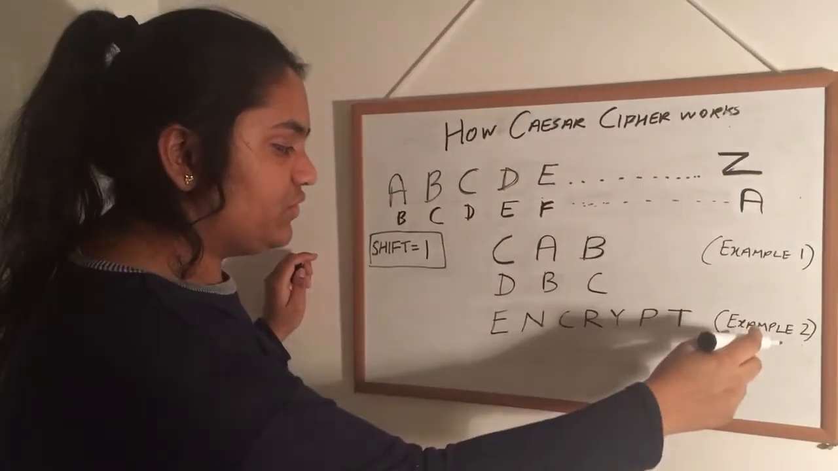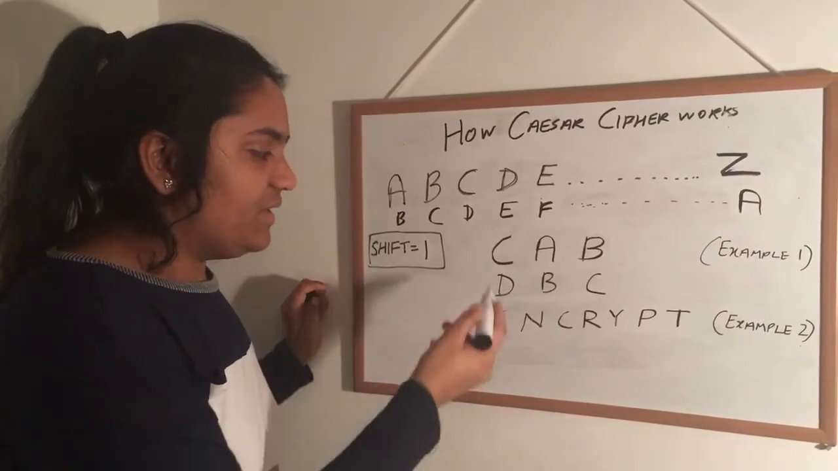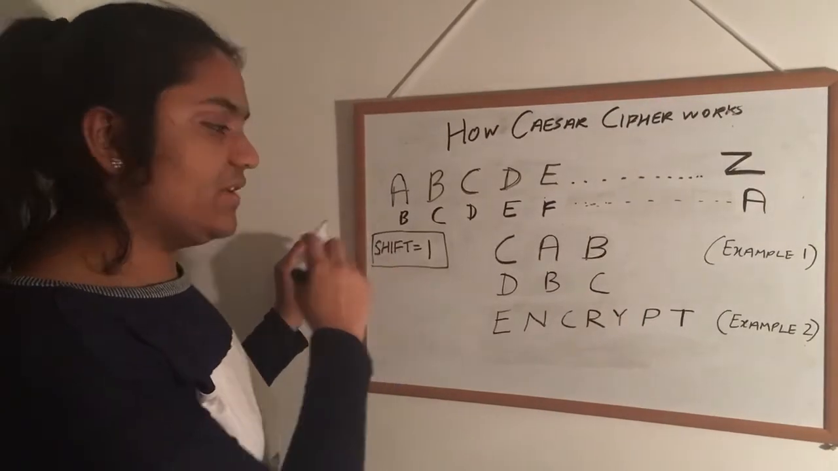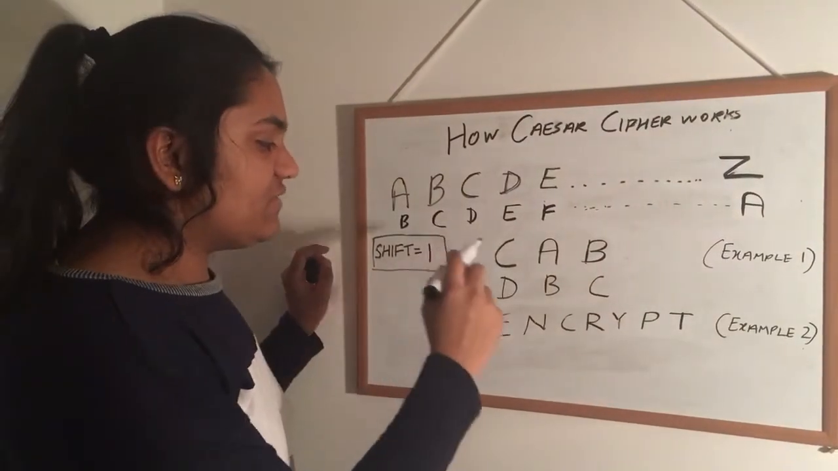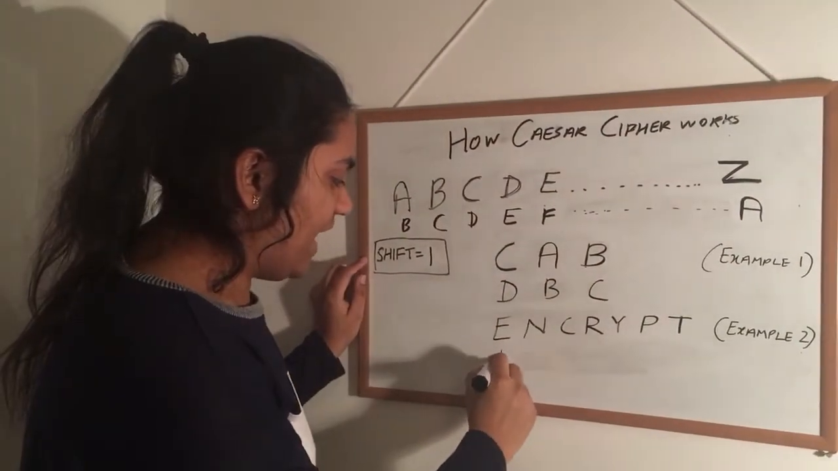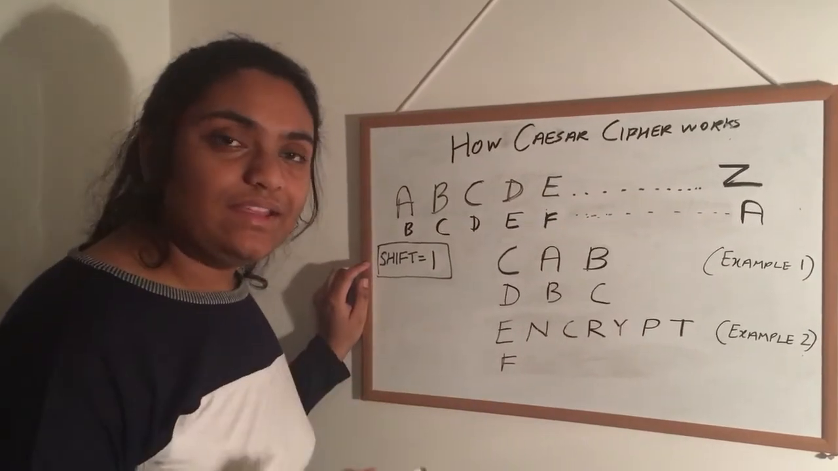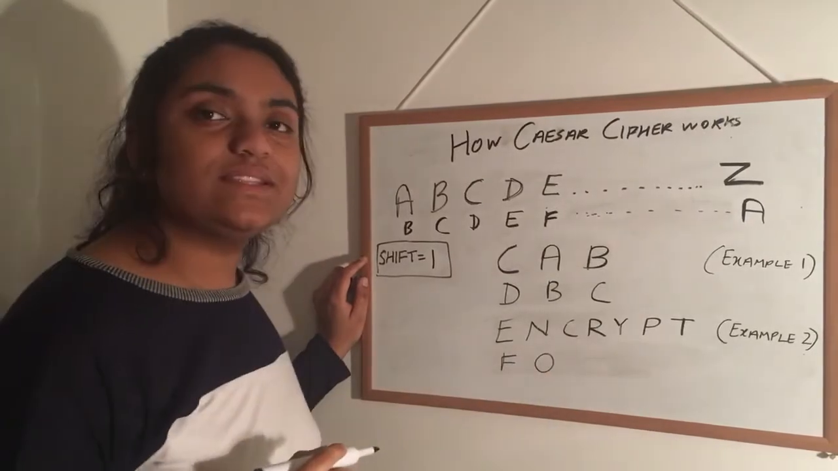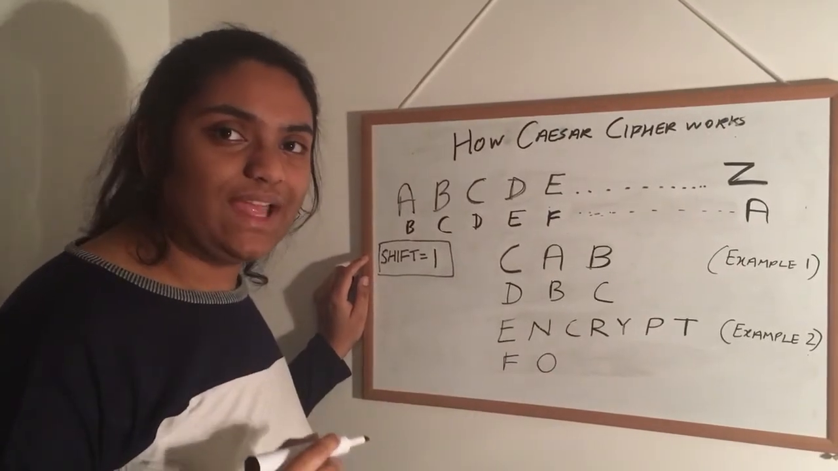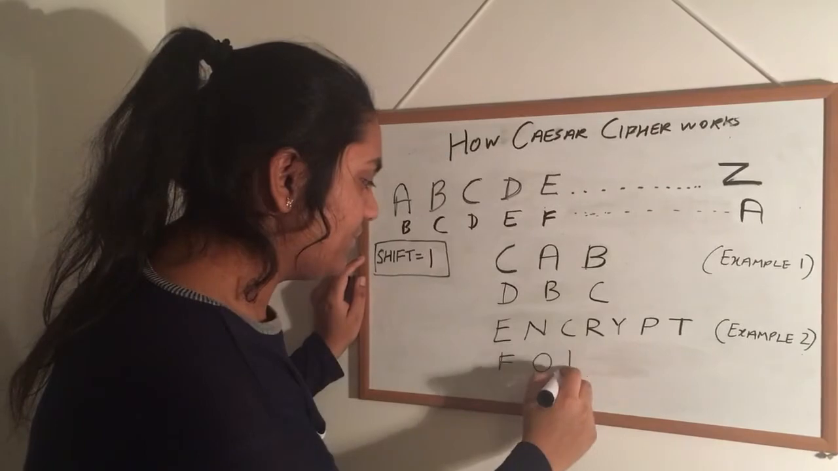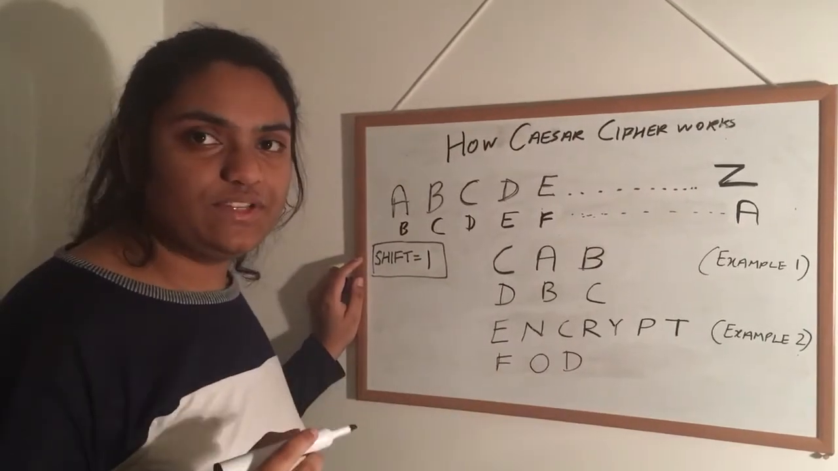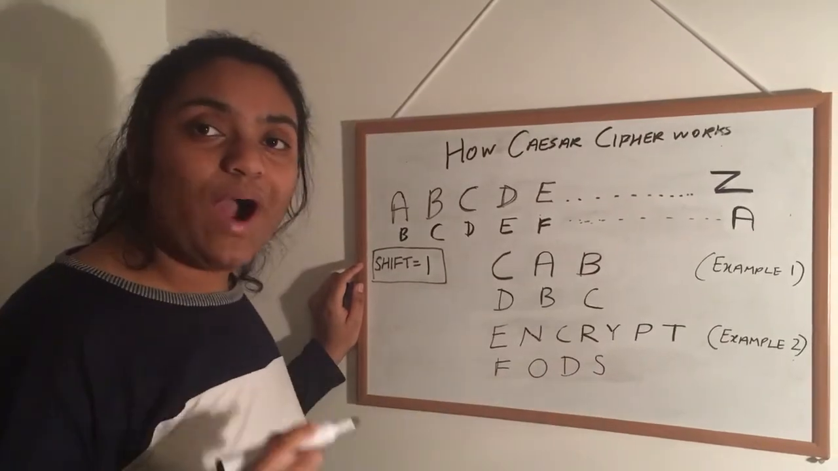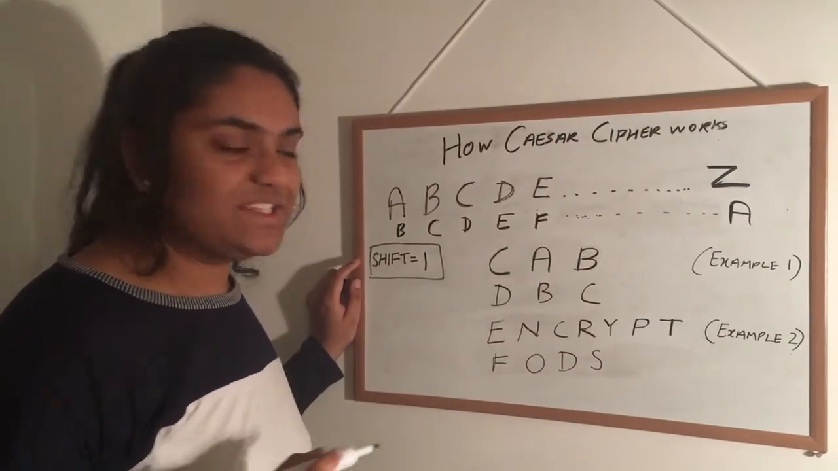Now for example 2, how do we encrypt the plain text encrypt? So if the shift is set to 1, E is shifted one letter, which is F. N is shifted by one letter, which is O. C is shifted by one letter, which is D. R is shifted by one letter, which is S. Y is shifted by one letter, which is Z.